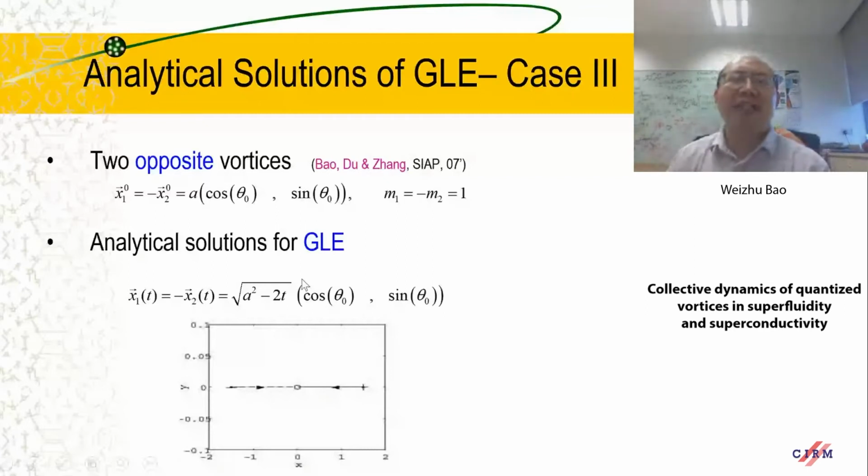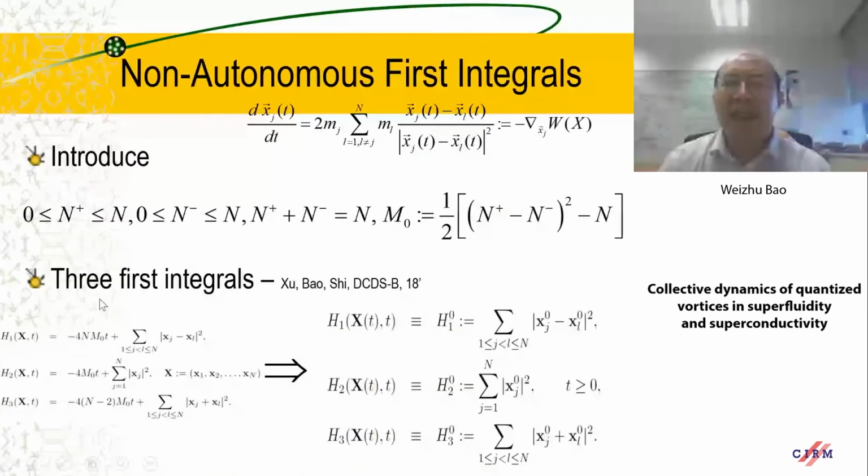Then we can also start using the non-autonomous first integral. Here we suppose the initial data has capital N vertices. From the ODE system, suppose among them I have n plus vertices with index plus 1, and n minus vertices with index minus 1. Of course, the sum together equals N, and I define m0 equal to this one. Then I define h1(x,t), h2(x,t), and h3(x,t) as this. We need to show that if x_j(t) follows the ODE, then h1, h2, and h3 are three non-autonomous first integrals of this ODE system.